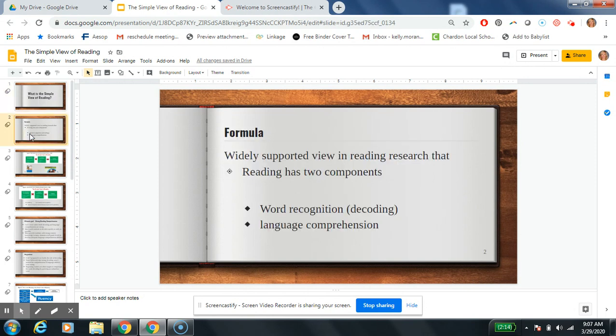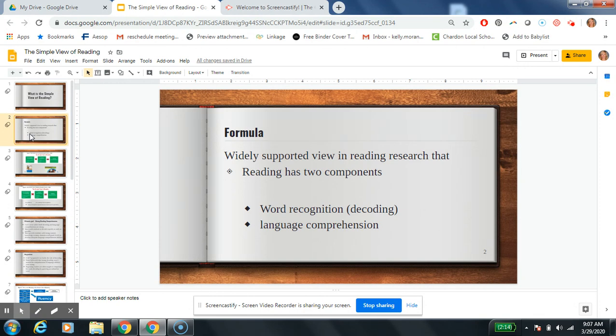So, if you are not already familiar, the simple view of reading is simply a formula. It's a widely supported view in reading research that reading has two different components. And that's it. That's why it's called a simple view, that reading has two different components: word recognition, which we refer to as decoding, and language comprehension.